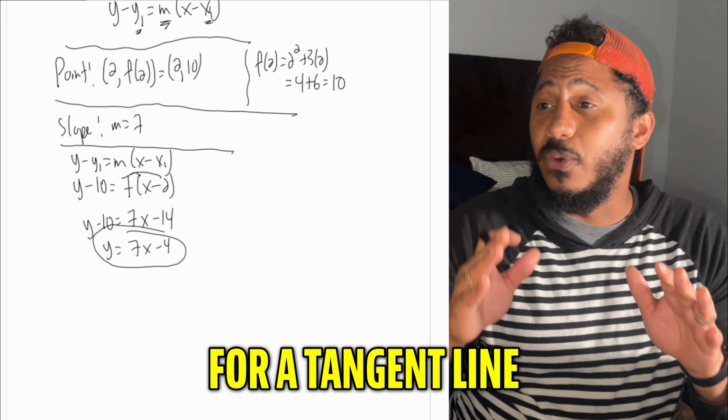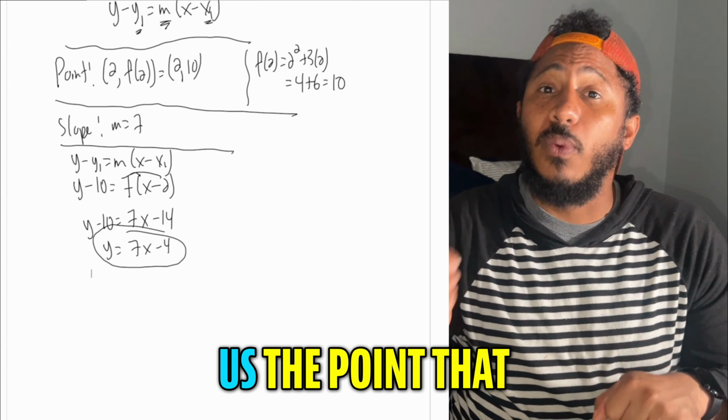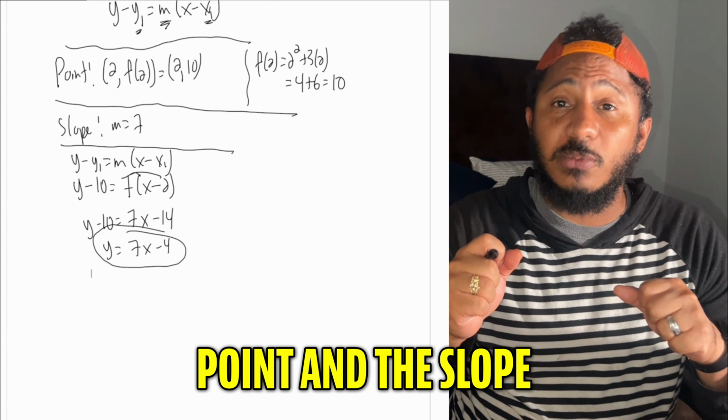So again, as a reminder, for a tangent line, the derivative gives us the slope, whereas the original function gives us the point that we need. Then use both the point and the slope to find the point-slope form.